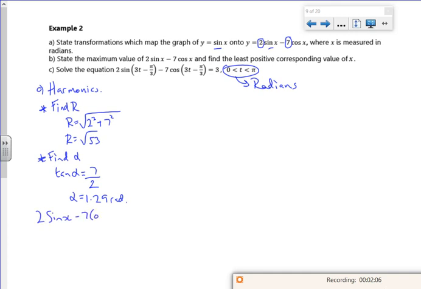So my 2 sine x minus 7 cos x is actually the same as root 53 sine of x minus 1.29. Now remember with sine, the sign is the same. So it's a minus there, so it's going to be a minus here. If it was cos, you switch it. So because it's sine, it's the same.